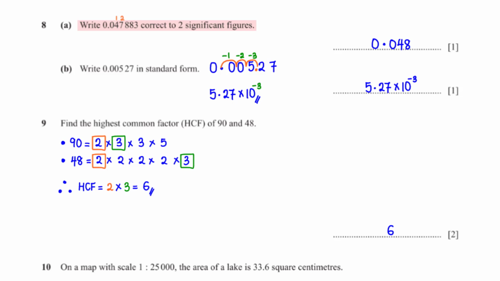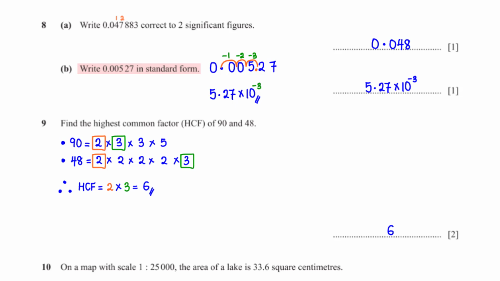Write 0.047883 correct to 2 significant figures. The second significant number here is 7. The number after 7, which is 8, is greater than 5. And so we add 1 to 7, giving us 8, and ignore all the numbers after 7. This leaves us with 0.048.